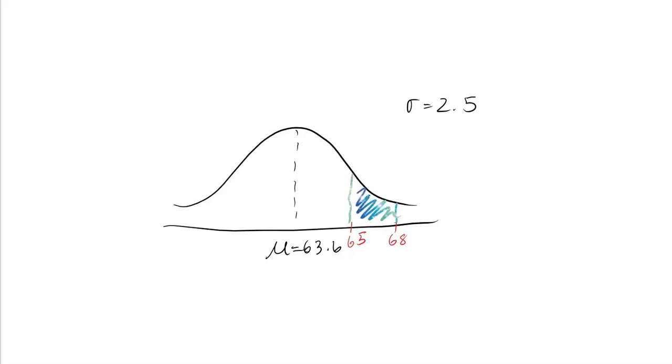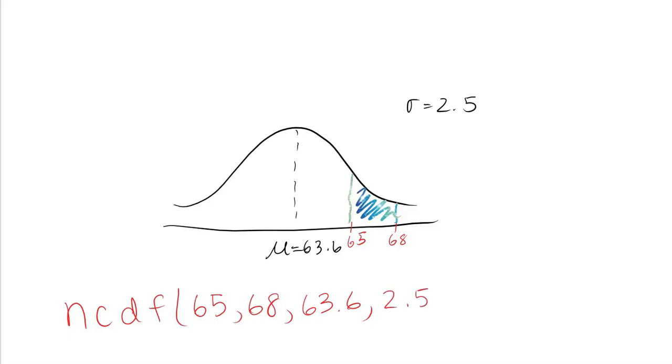This is what normal CDF is built to do. We're going to use normal CDF, which I'm going to start abbreviating NCDF. And the order of the inputs is lower bound, upper bound, mean, standard deviation. I know 63.6 is the smallest number that I marked on the axis, but that's not the bound of our interval. The lower bound on our area is 65. The upper bound on our area is 68. Then we put in the mean, which is 63.6. And then we finish with the standard deviation, which is 2.5. Lower bound of the interval or of the area, upper bound, mean, standard deviation.